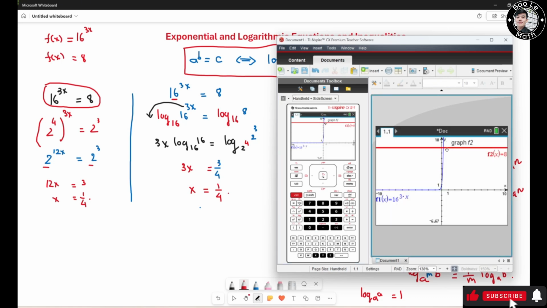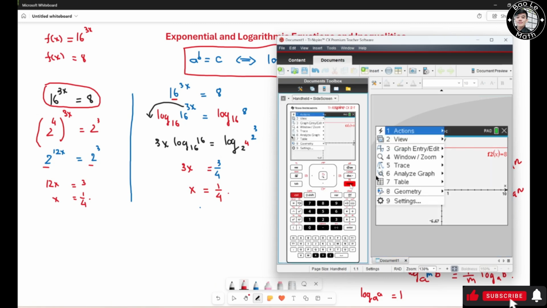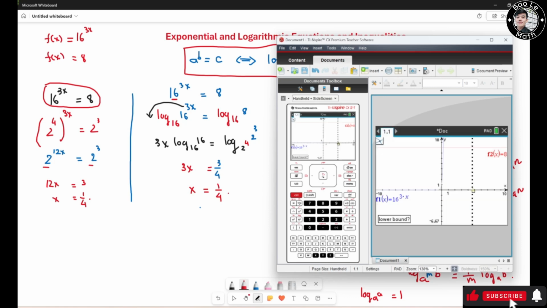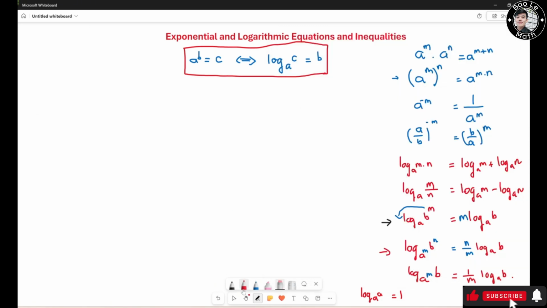Alright, so you need to find the intersection. You just hit menu, analyze graph right here, and then number 4, intersection right here. Now you move the line to the left of the intersection right here, you hit enter. Now move the line to the right of the intersection, hit enter. And then you get the intersection right here. It's going to be 0.25, which is 1/4, right? It's right here. Now let's move on to the next example.